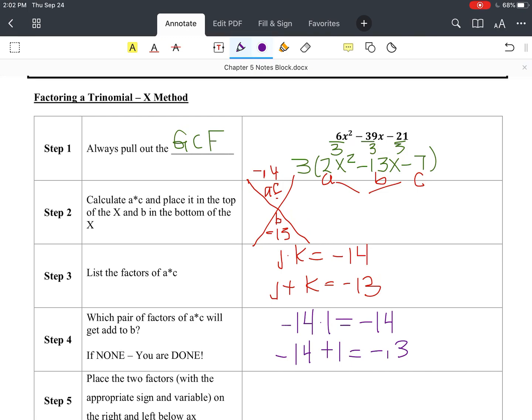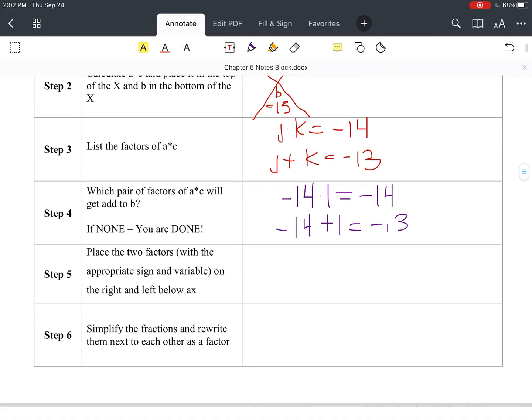If you can't find any two numbers and you've checked all of them, then probably your quadratic is not factorable. So you would just write not factorable and move on. But in this case it is, so we're going to keep going.